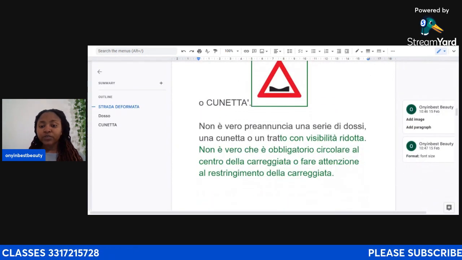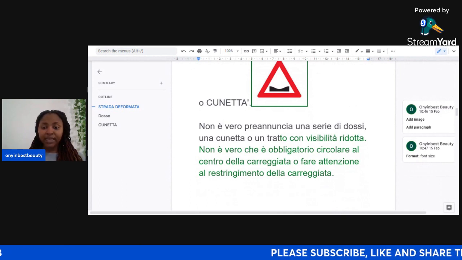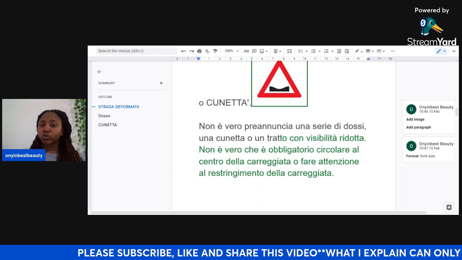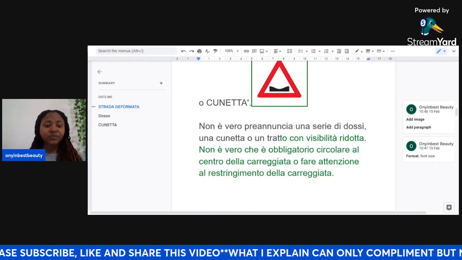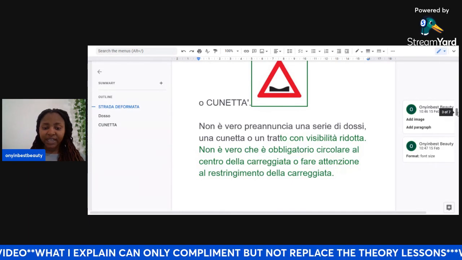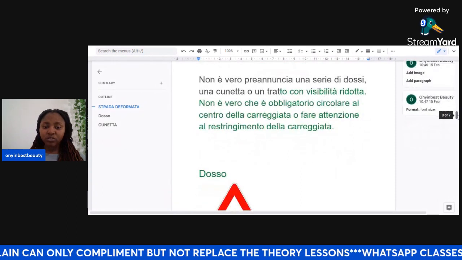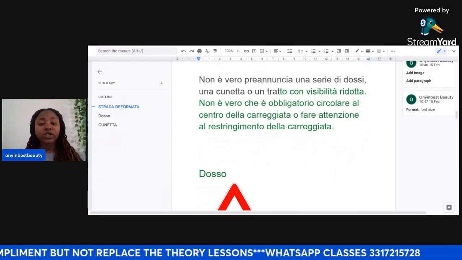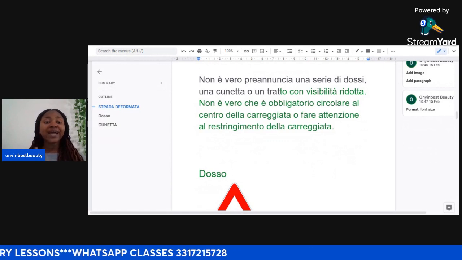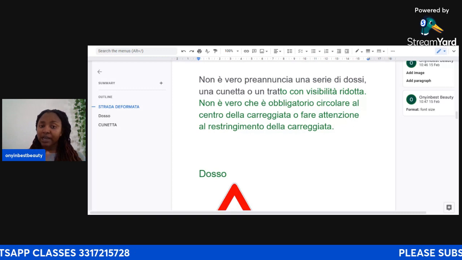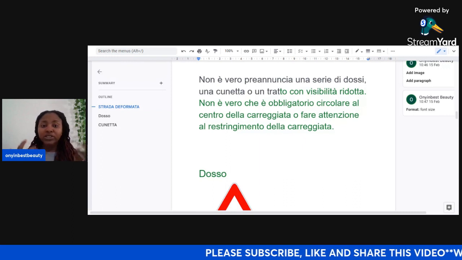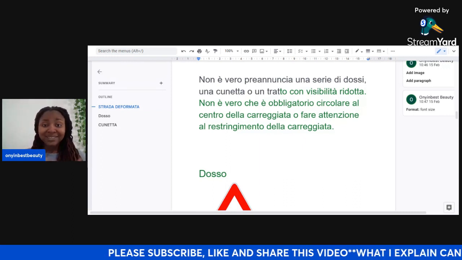Ho un tratto con visibilità ridotta. It's not telling you of a cuneta, which is this one. It's not telling you of a road with limited visibility. Non è vero che è obbligatorio circolare al centro della carreggiata o fare attenzione al restringimento della carreggiata. It is not true that you are obliged to drive on the center of the carriageway, or to pay attention to the narrowing of the carriageway. No, it's not telling you to pay attention that the road is narrow. No, what it's telling you is that this road, 150 meters ahead, simple.